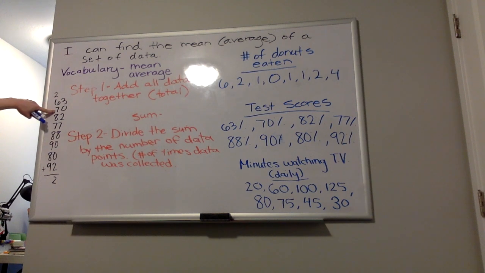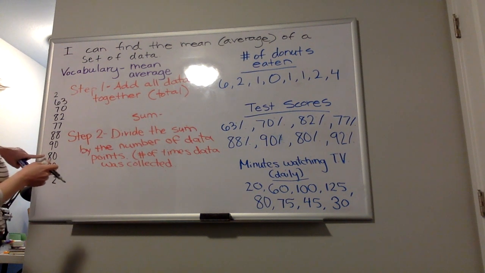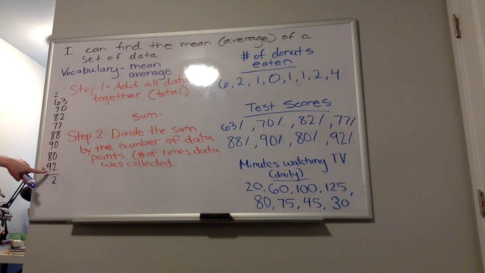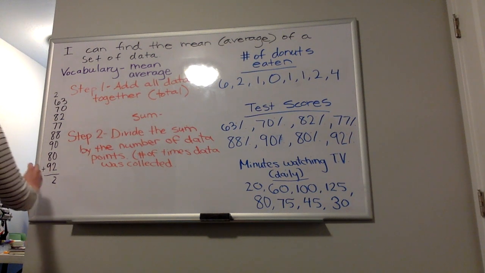8 plus 7, which is 15. 15 plus 8, which is 23. 23 plus 7, which is 30. 30 plus 8 is 38. 38 plus 9 is 47. 47 plus 8 is 55. 55 plus 9 is 64.